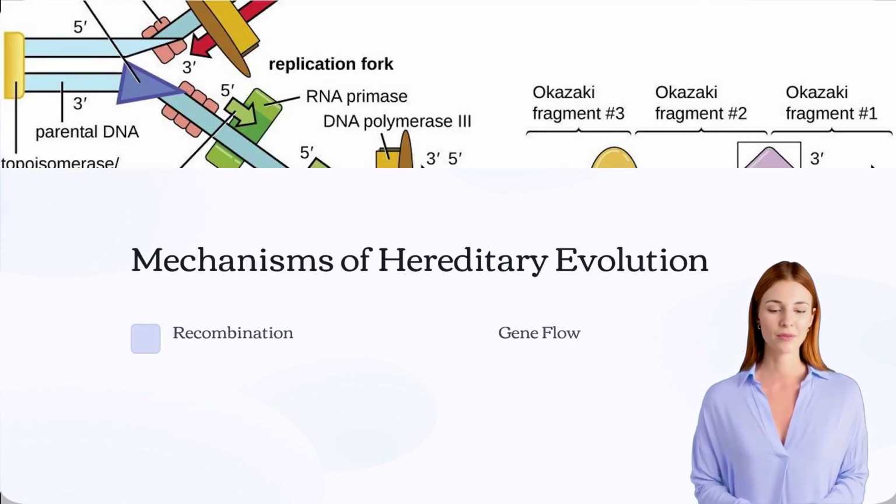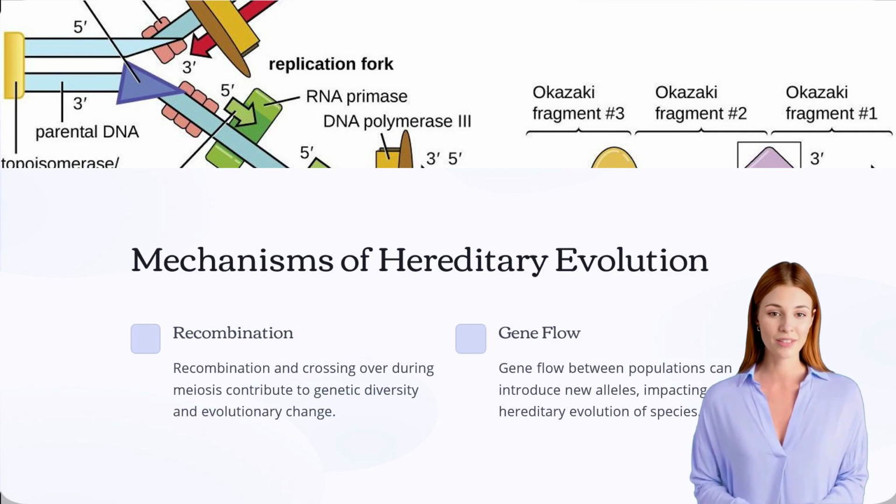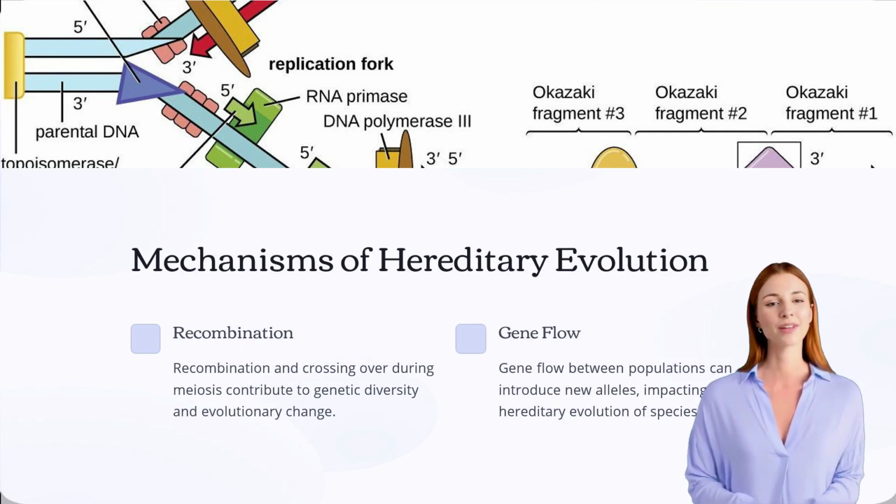Hereditary evolution refers to the transmission of characteristics from one generation to the next through genetic inheritance. Mechanisms driving this process include recombination, crossing over during meiosis, and gene flow between populations. All of these processes are invaluable to evolutionary adaptation and the maintenance of life on Earth.